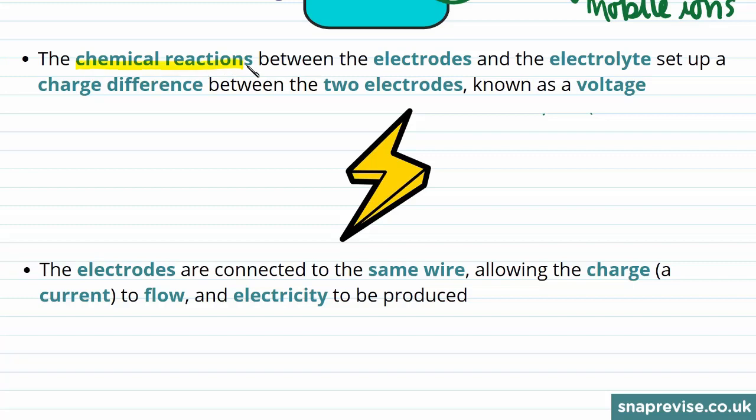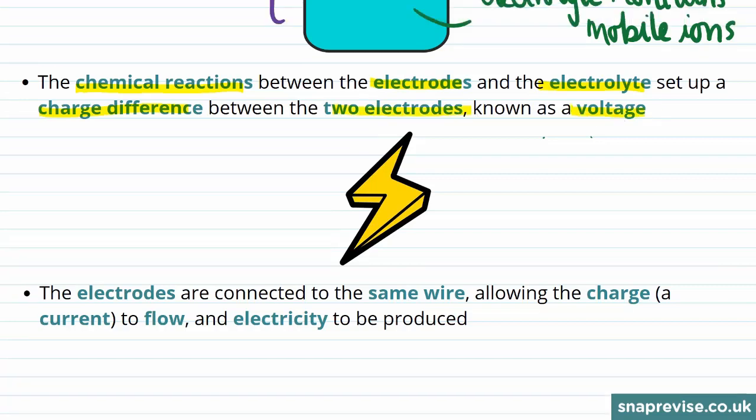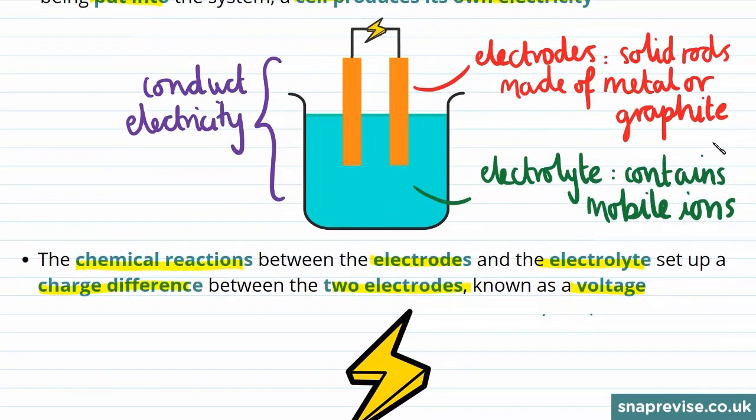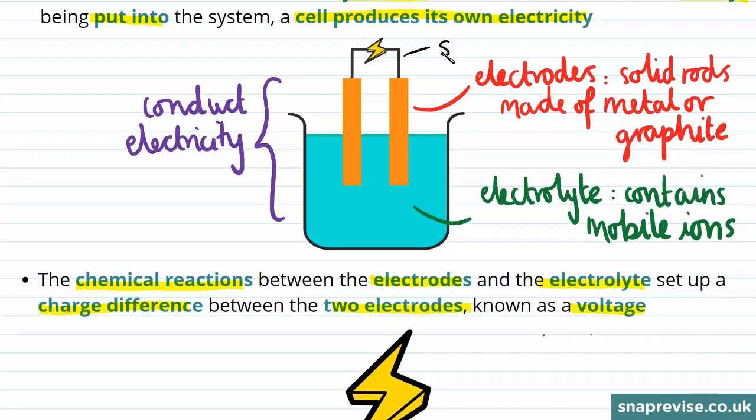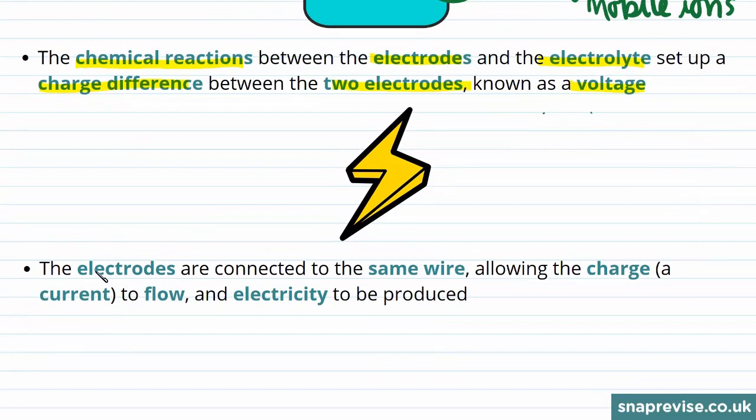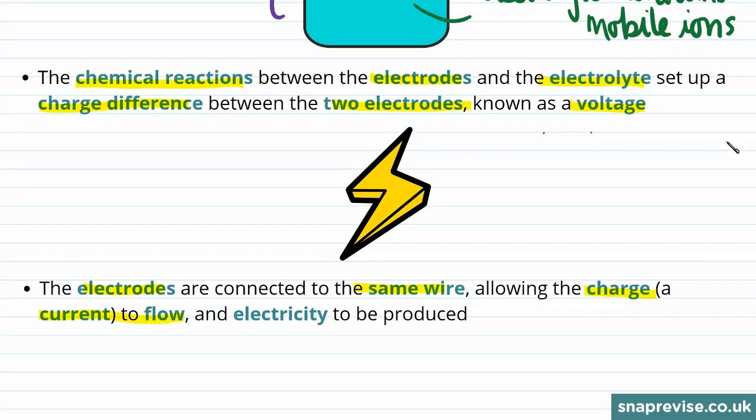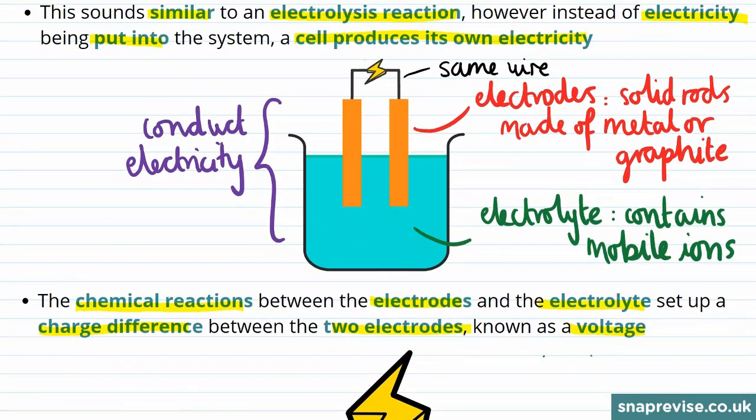What happens is the chemical reactions that take place between the electrodes and the electrolyte set up a charge difference between the two electrodes. And this charge difference is what is known as a voltage. If these electrodes, which have a voltage between them, are then connected to the same wire, charge can then flow between the two electrodes. This flow of charge is what is known as a current, meaning that if the electrodes are connected together to make a complete circuit, a flow of charge and therefore electricity can be produced by the chemical cell. The wire, electrodes and electrolyte make up a complete circuit.